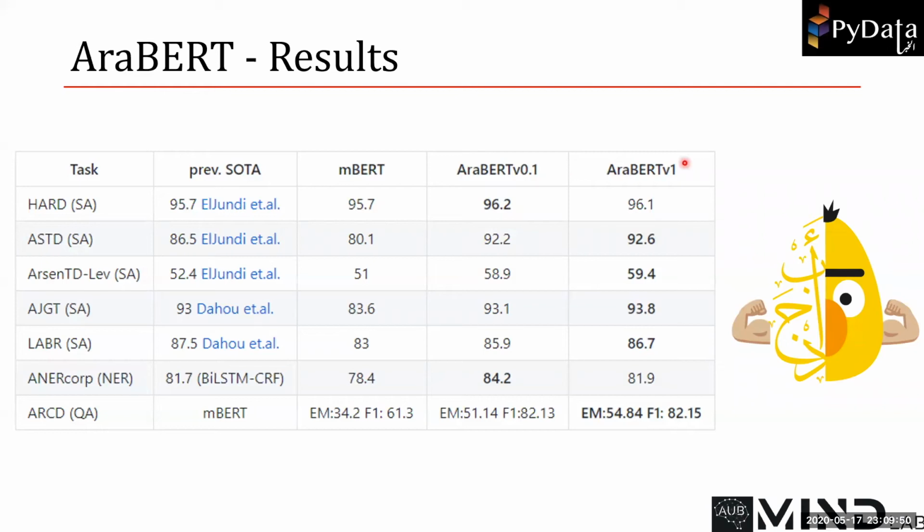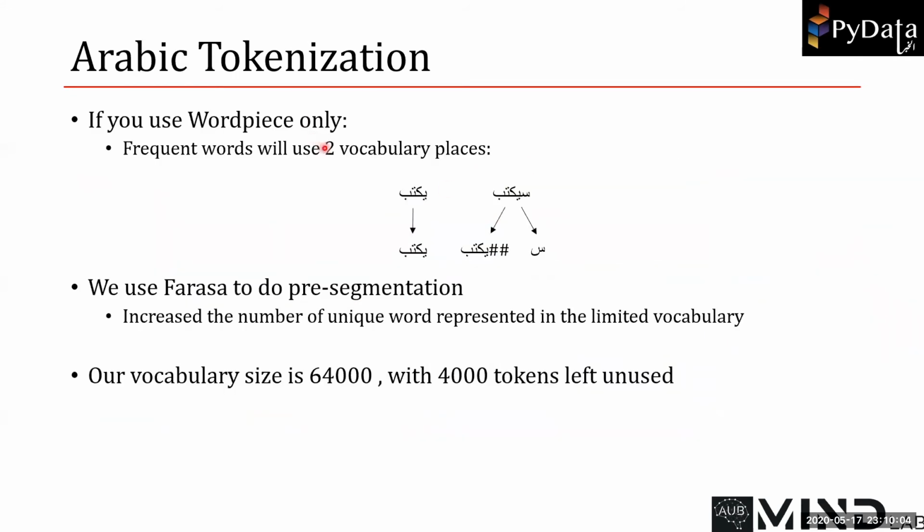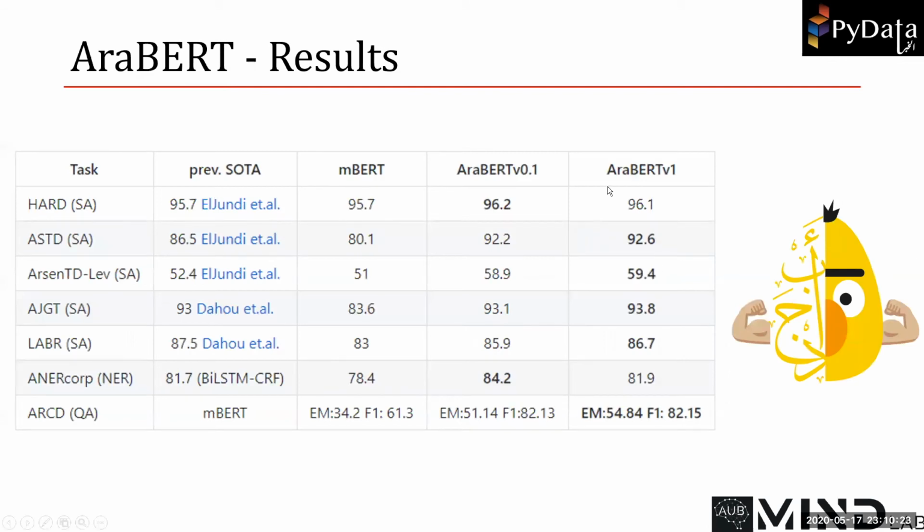Here V1 is the one that uses segmentation, and V0.1 is the one that doesn't use segmentation, so we just get the words and then do word piece on them. Also here, we do word piece after we do segmentation, because we might find some words after segmentation that we don't have in our vocabulary. So we apply word piece on them, so that we don't have any out of vocabulary words. If you compare the numbers, they are almost all better than multilingual BERT by a good margin.